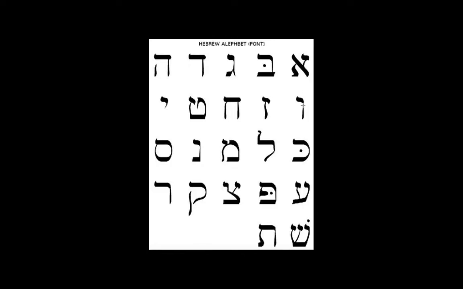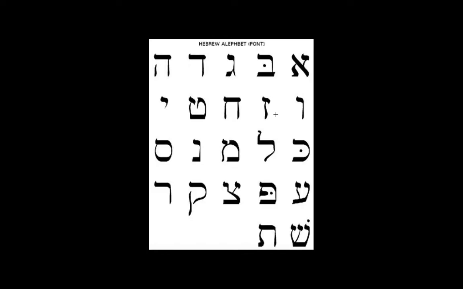So we have a v sound, an oo sound if the dot's here, and then an O sound if the dot is there, okay? So three sounds that a Vav can make. It's a very versatile letter, all right? We have Aleph, Bet, Gimel, Dalet, Hey, Vav, and this next letter is Zayin, okay?